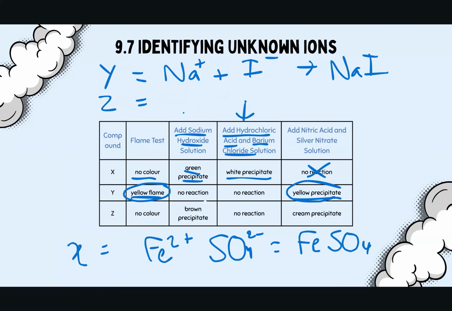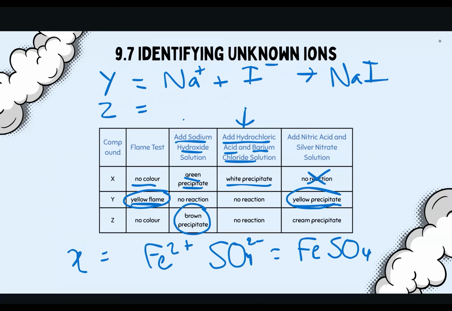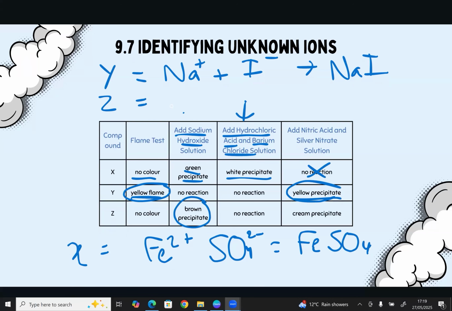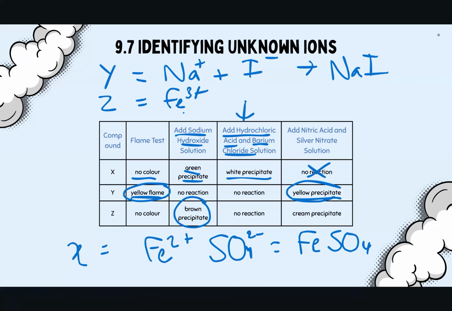Now let's look at Z. Sodium hydroxide gave us a brown precipitate. So thank you to those that gave me correct answers. Well done. They were all correct. So that would be Fe3 plus. And here a cream precipitate would mean it's Br minus. So that would give us FeBr3.